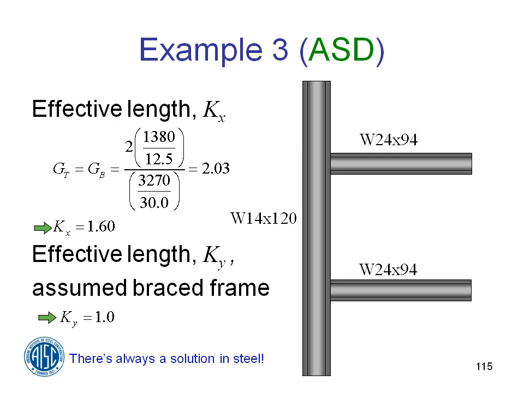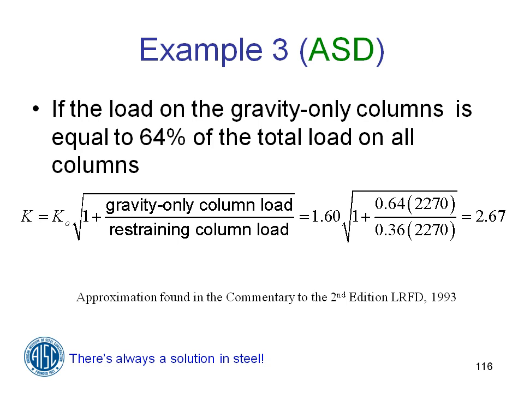But now we have to account for the fact that we have all of these gravity-only columns. Now, the best place to find a reference to this particular approach is in the commentary to the second edition of the LRFD specification. And it's a simple approach where you take the nomograph K factor times the square root of 1 plus the gravity-only column load over the restraining column load.